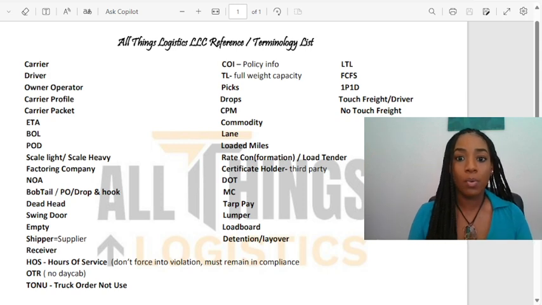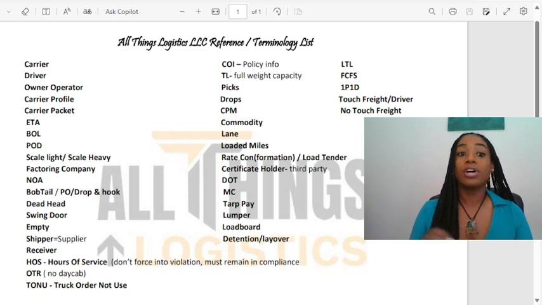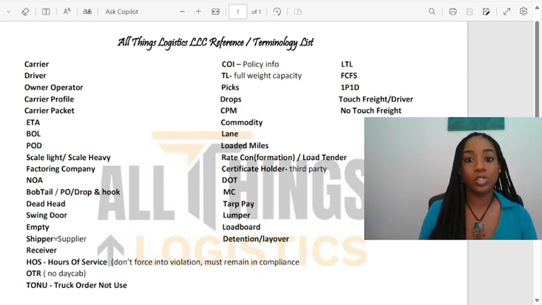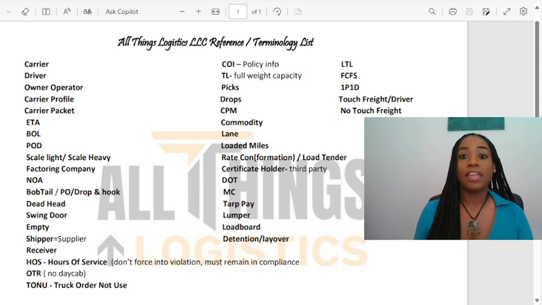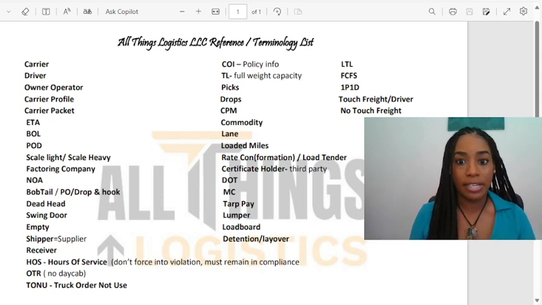PO is power only. So a carrier that only has a tractor, they do not have a trailer, they're considered power only. And the types of loads that they typically do are drop and hook loads, or hook and drop loads is what that should say. So they would arrive on site at the shipper, and they would pick up a trailer that they've been assigned. They would hook it to their tractor and they would go drop it at the destination.